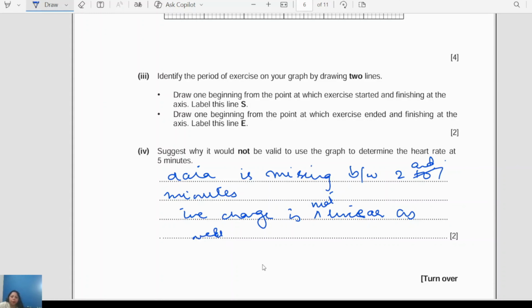Okay, I'll tell you. If it's a straight line, you can easily determine. But if the line goes like this and this and this and this, you cannot determine it. So it's not linear. That's why you cannot determine it. Okay?